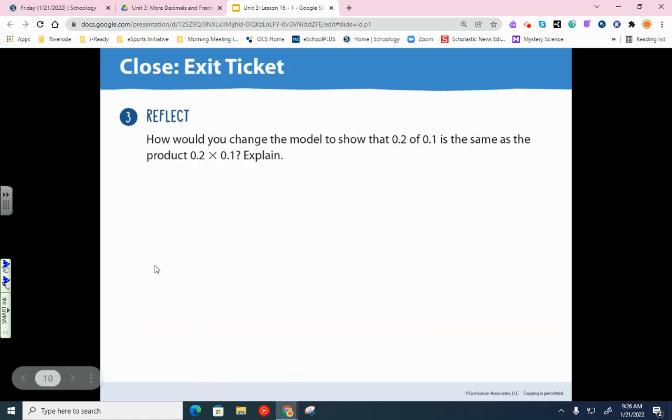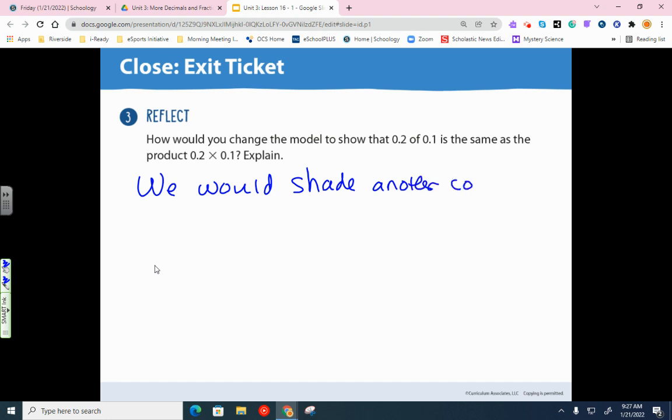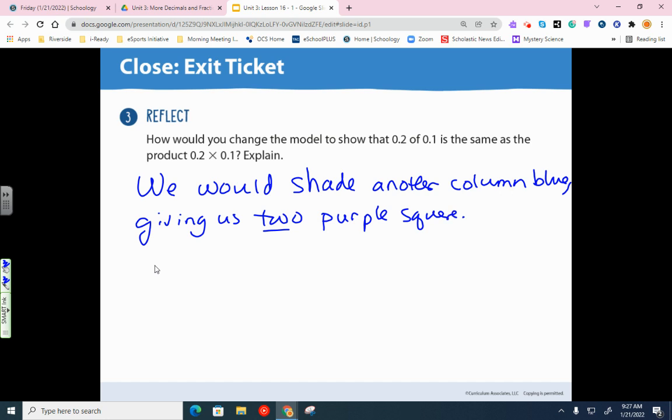And for this last one, how would you change the model to show this? We would shade another column blue, giving us two purple squares. Since we know one purple square is 1/100th, that means we would have a value of 2/100ths.